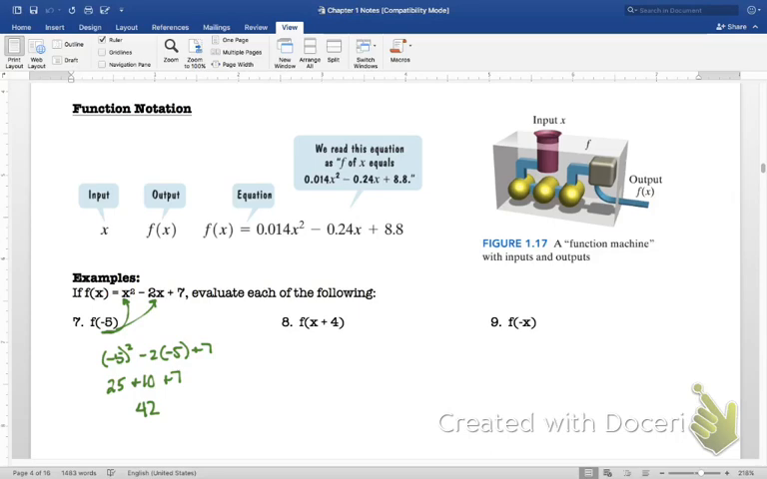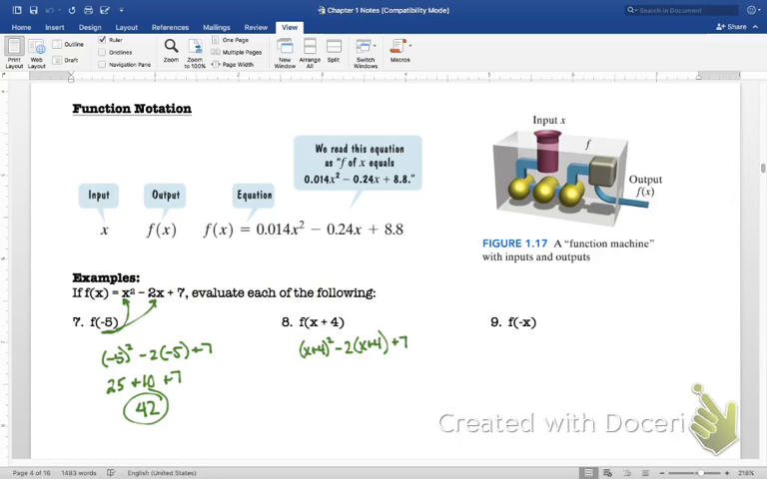Even if, like on number 8, it is x plus 4, for every x I'm going to put in a parenthesis x plus 4. So if I have x squared, I'm just going to go x plus 4 squared minus 2 times x plus 4, and then plus the 7. No matter what I have inside that parenthesis, that whole thing is going to replace wherever there's an x. And then I would square the x plus 4.